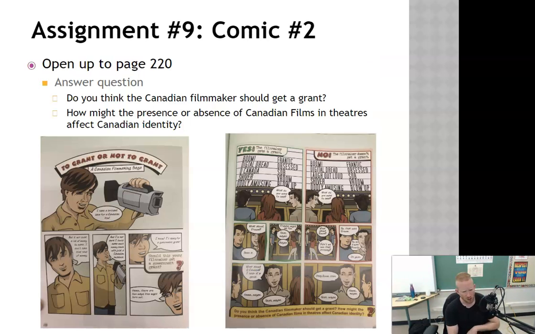Here you've got assignment 9. This one is actually mostly based on your opinion. This comic's about a filmmaker asking for a grant, so basically money from the government, to produce a Canadian film. Now, this is your opinion on this issue, but basically it's about should the government provide money, in this case to a Canadian filmmaker because he's trying to make a movie on Canadian history, or should it just be left up to the public to decide, is your movie good enough to earn our dollar, earn our money?